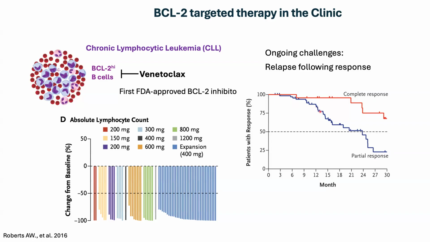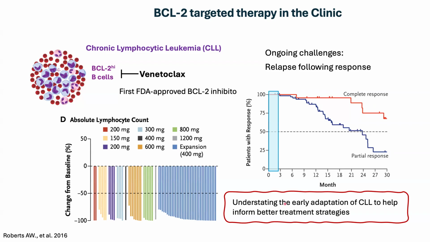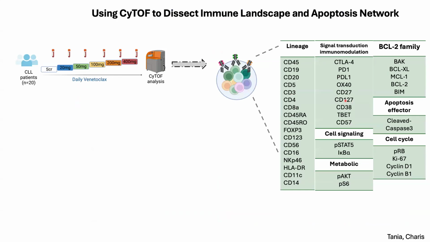On the other hand, patients that had a partial response, whereby surviving CLL cells were able to be found, they've somehow been able to resist venetoclax treatment, those tend to go on to have a relapse within just a few years. So in our study, we wanted to understand this early phase of venetoclax treatment and what it's doing to the CLL that might inform better treatment strategies to ensure that more patients have a complete response and are able to not resist. So for this, we wanted to capture the complexity of these apoptotic pathways in the context of all the major cell lineages that are in the peripheral blood of these patients.